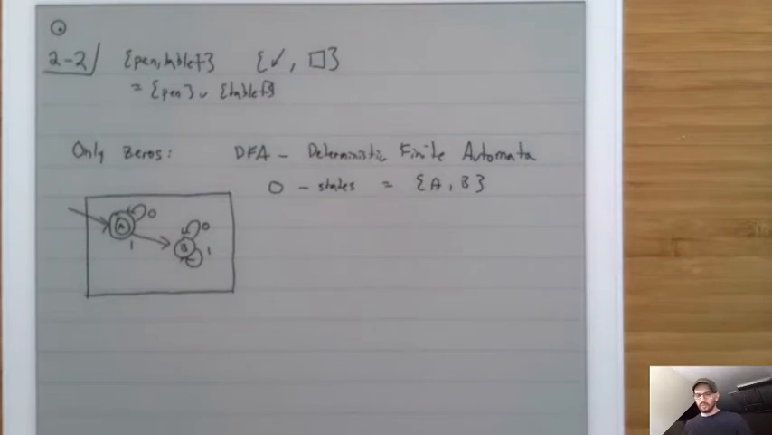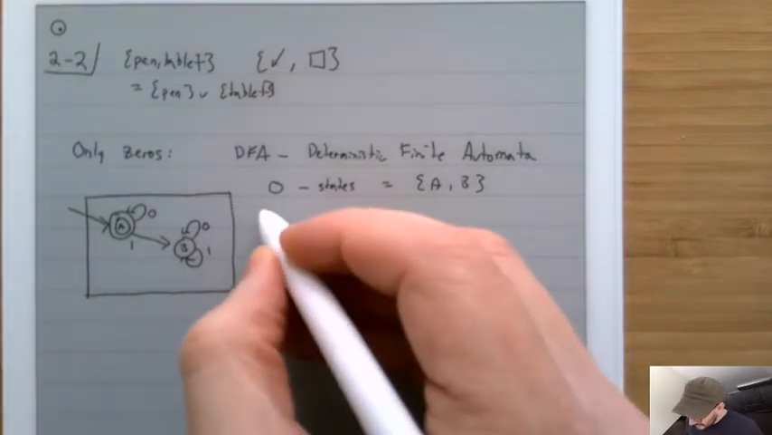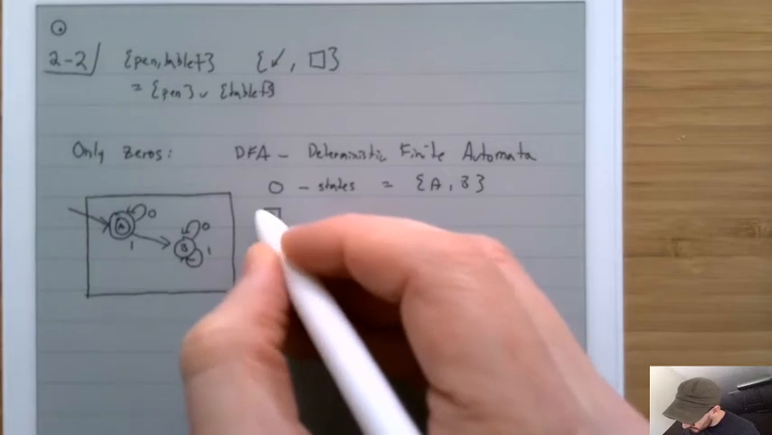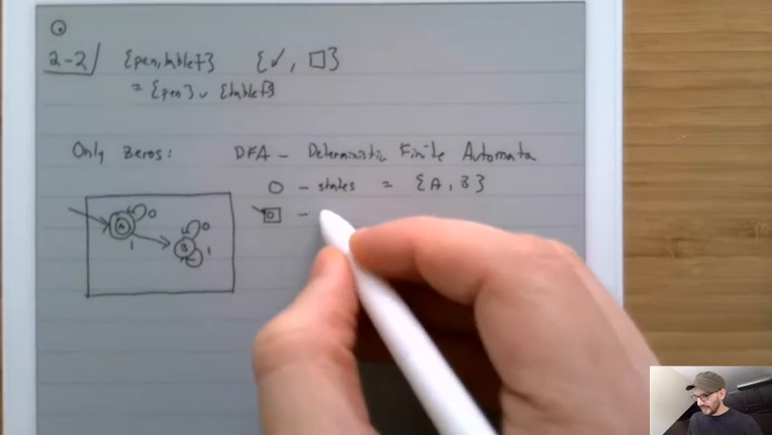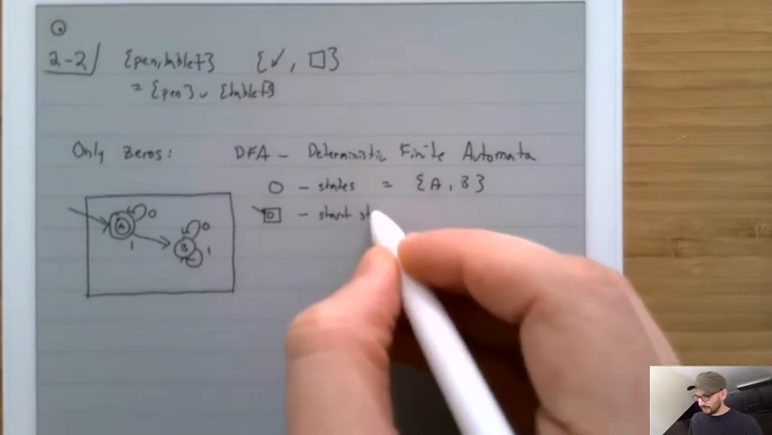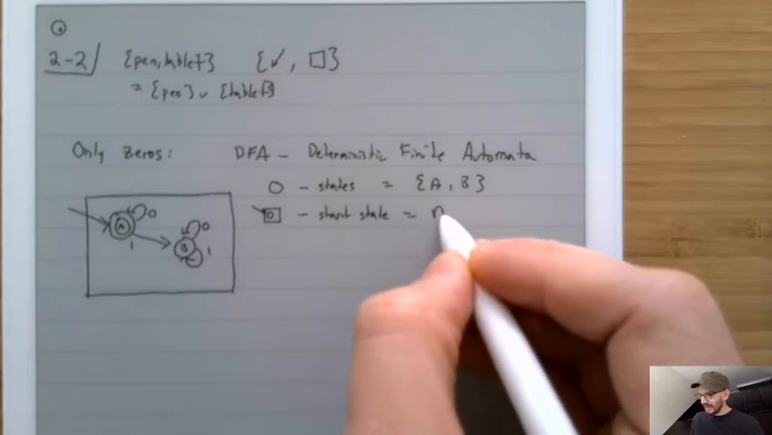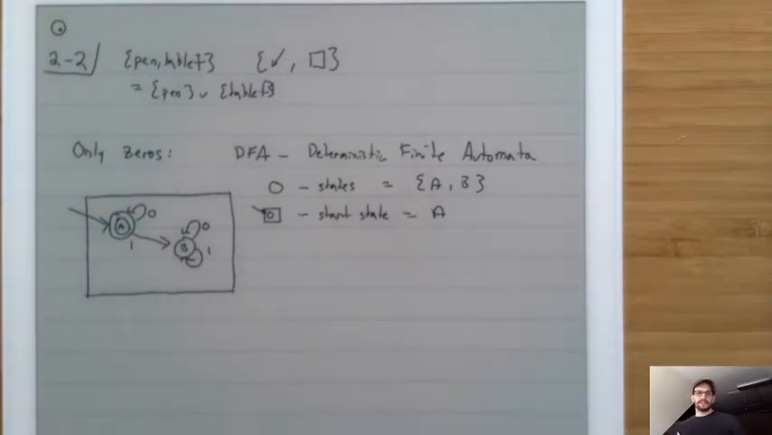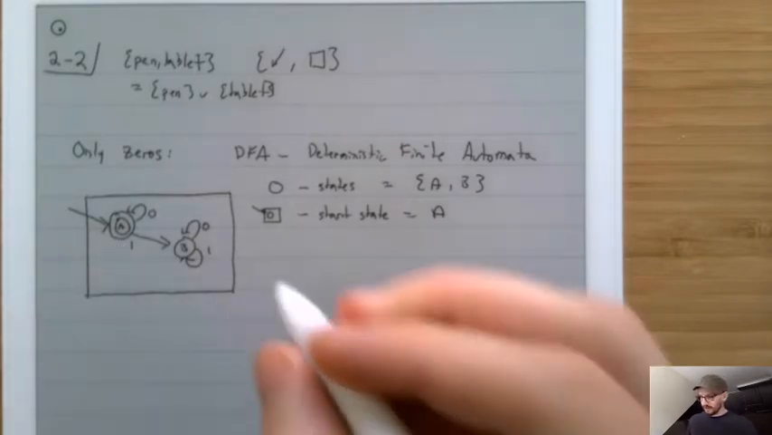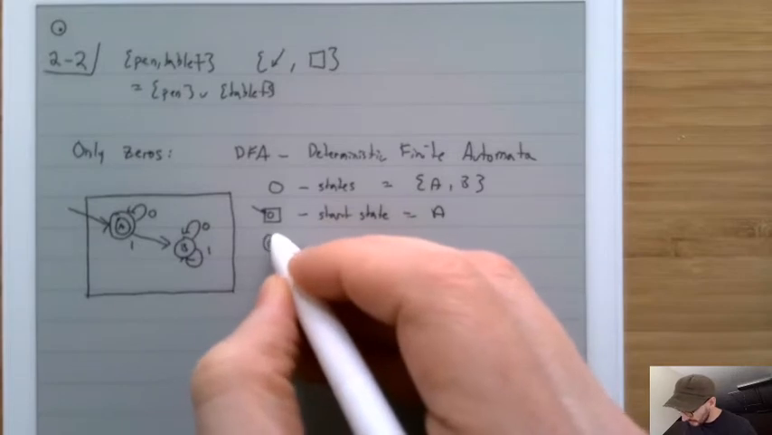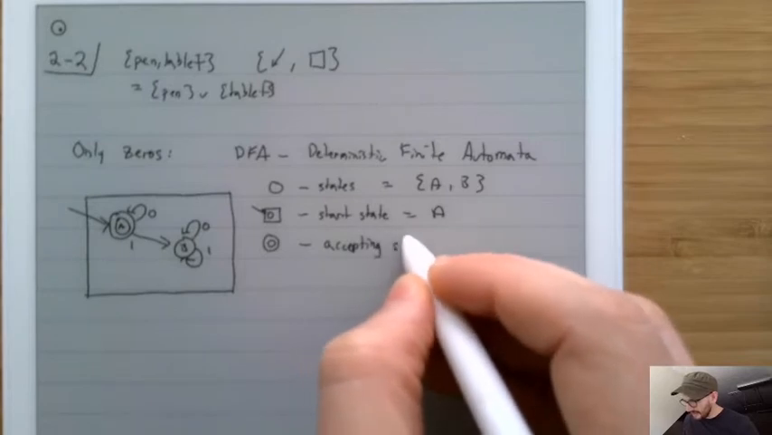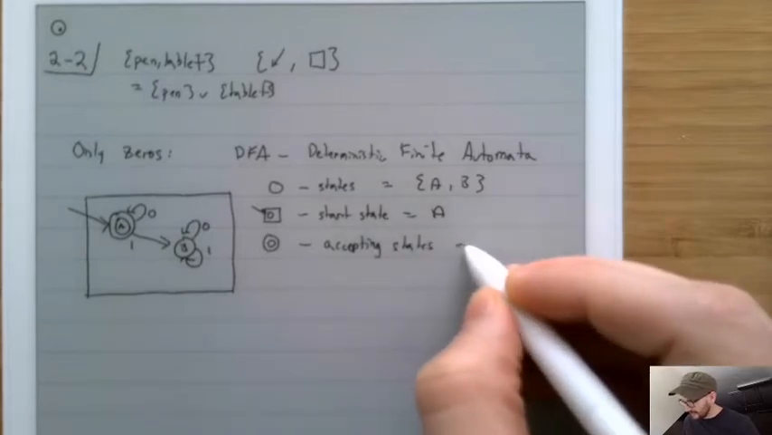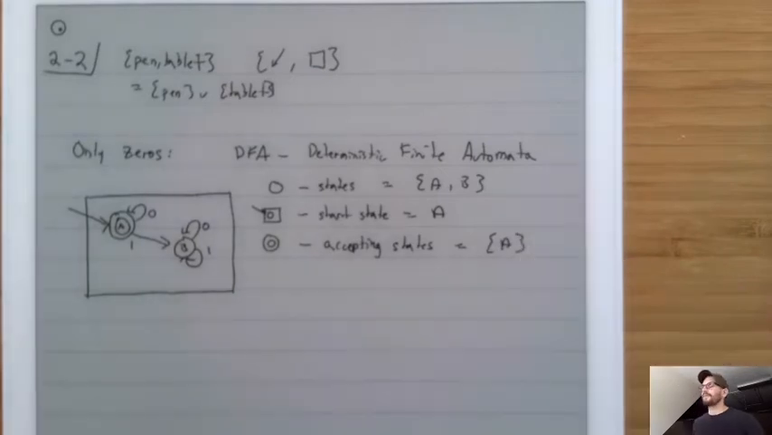Now, one state is very important. Inside of the box of the automata, there's one state that has an arrow coming in from the outside. That's the start state. In this case, the start state is A. There's always exactly one start state. Next, some of the states have two circles around them, like that one right there. So if a circle has two circles around it, we call that an accepting state. It's possible for there to be many states that are accepting, so that is a set. In this case, it's a set that just contains A.